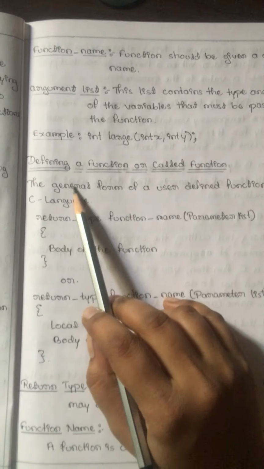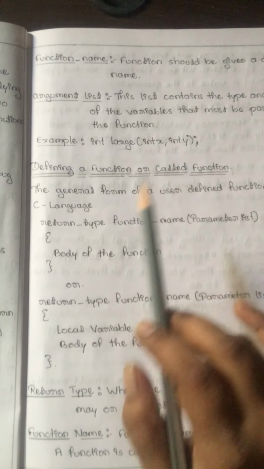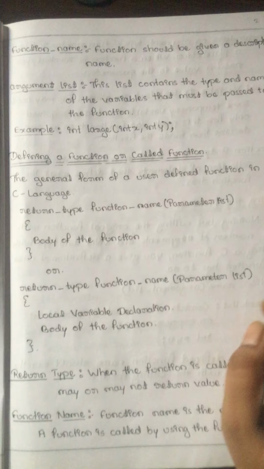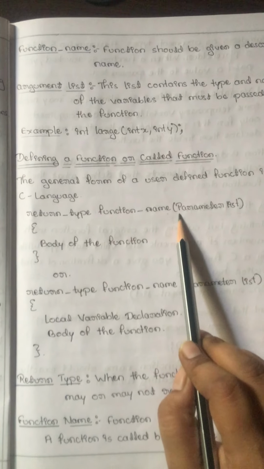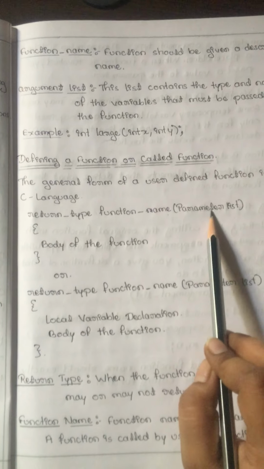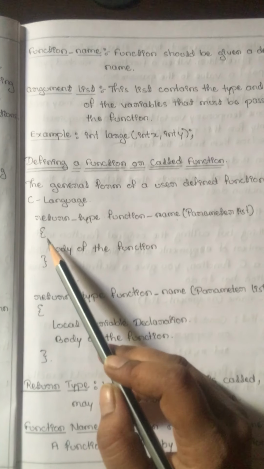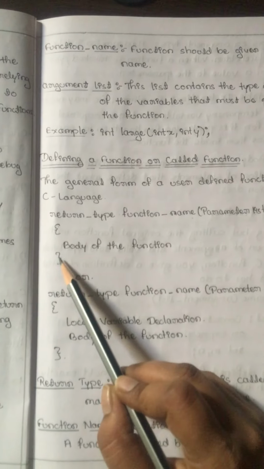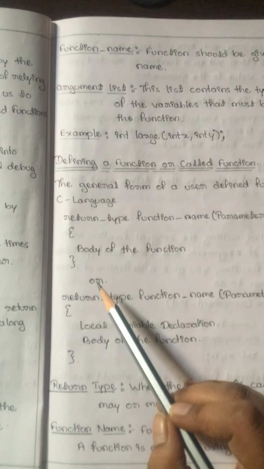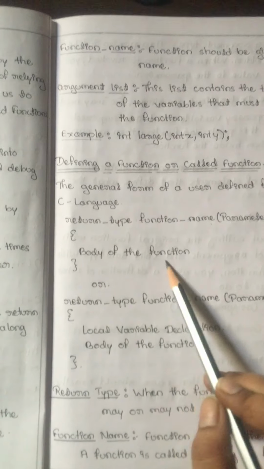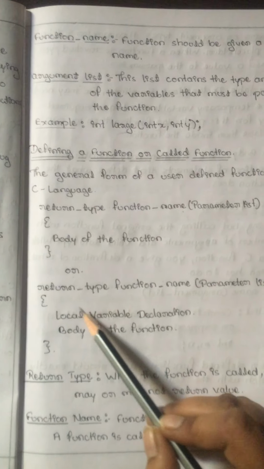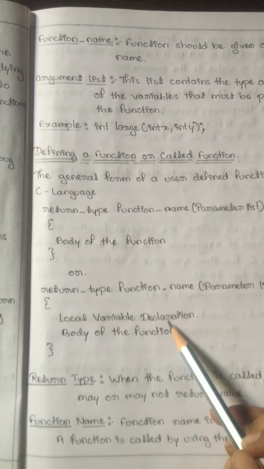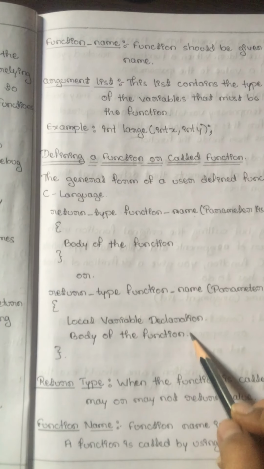Next, how can we define a function or call a function? The general form of a user defined function in the C language is return type, space, function name, then in brackets you give the parameter list or argument list. Next, open a curly brace, body of the function, and close the curly brace. Or you can take return type, function name, and parameter list, open the brace, declare local variables, and maintain the body of the function.